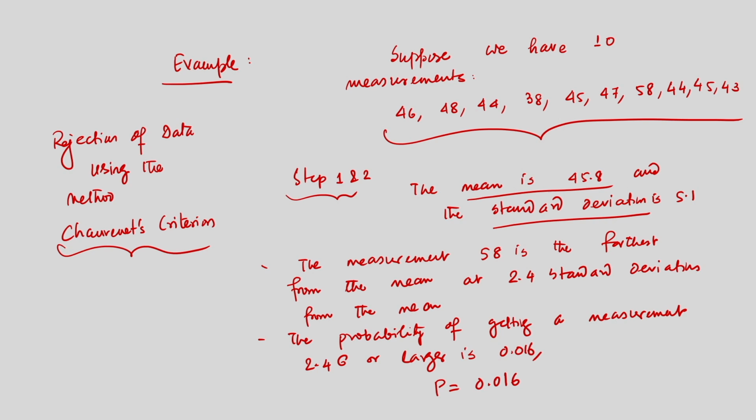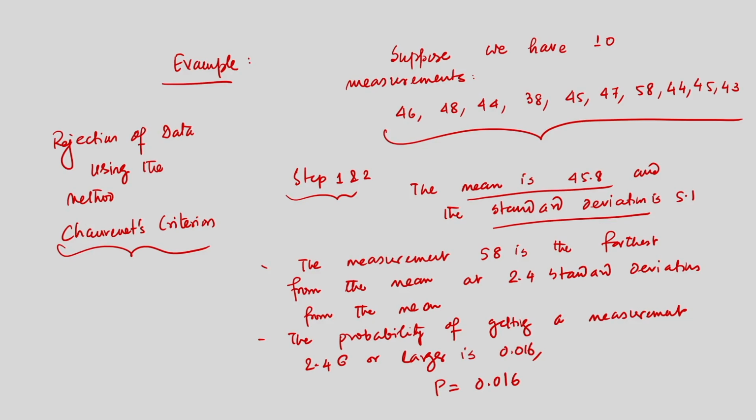Now, 58 is 2.4 standard deviations from the mean, and the probability of getting 2.4 sigma is 0.016. Using the probability density function, if P is 0.016 and N is 10, that is 10 data points, then small n, which is capital N times P, is 0.16.